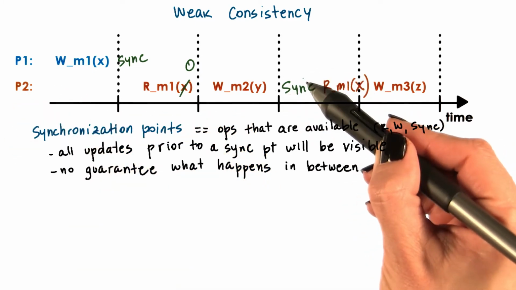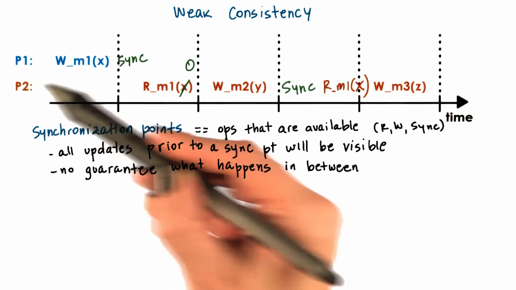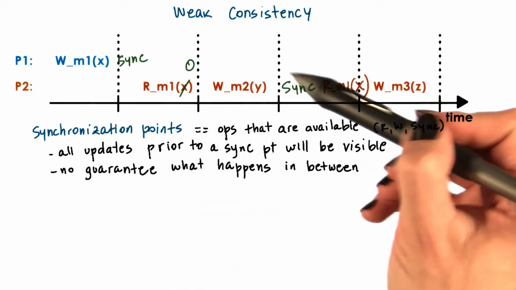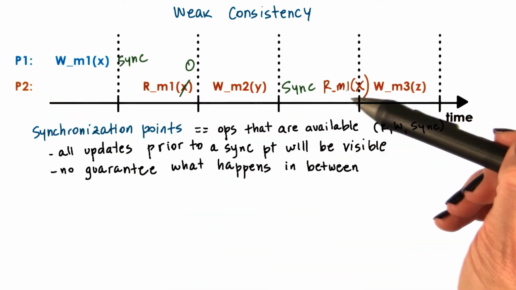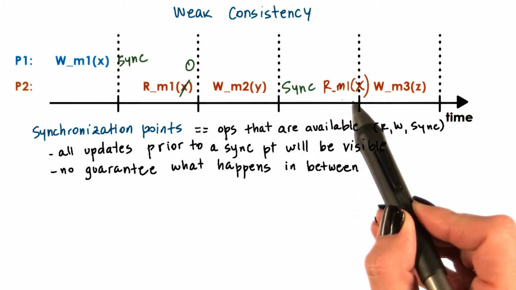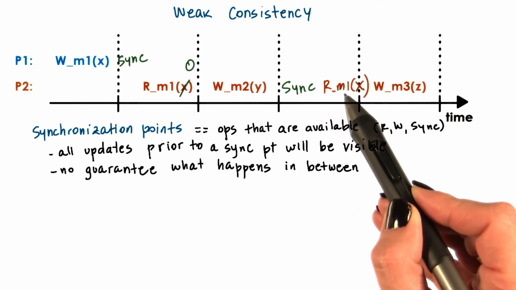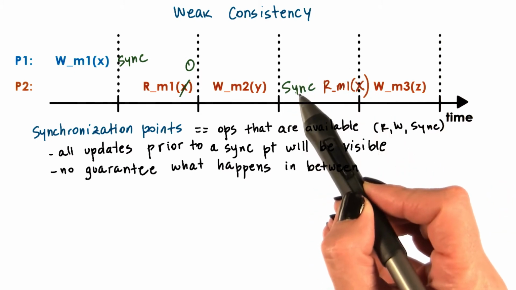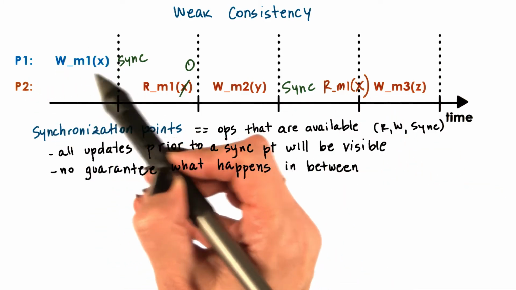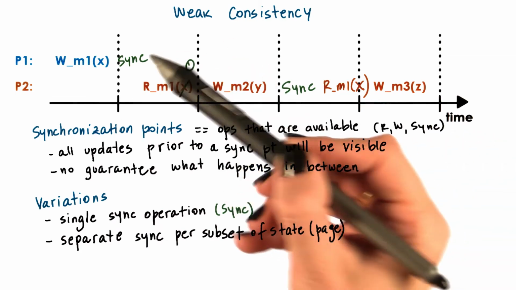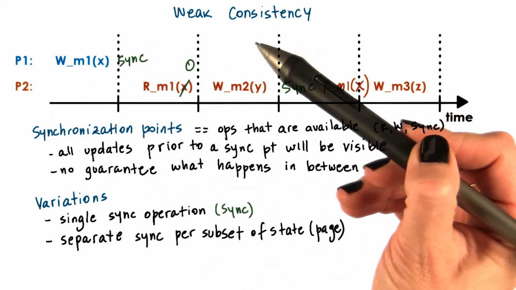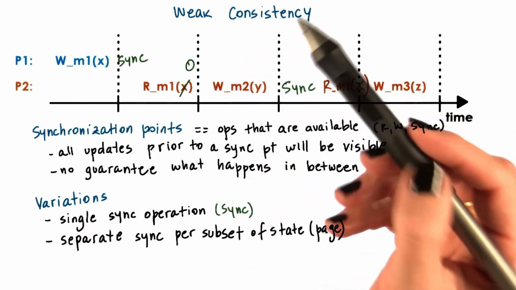However, once the synchronization operation is performed on P2, afterwards, P2 will be guaranteed that it will see all of the previous updates that have happened to any memory location in the system. So if we perform a read operation of the memory location M1 at this point in time after the synchronization, we're guaranteed that P2 will see this update. In this model, we use a single synchronization operation for all of the variables in the system, for the entire shared memory.